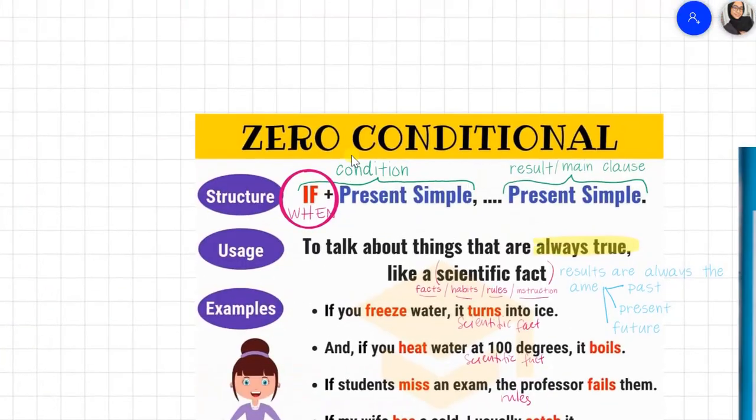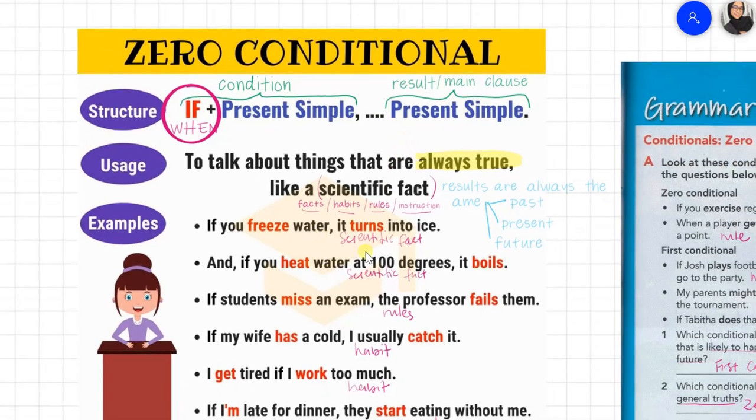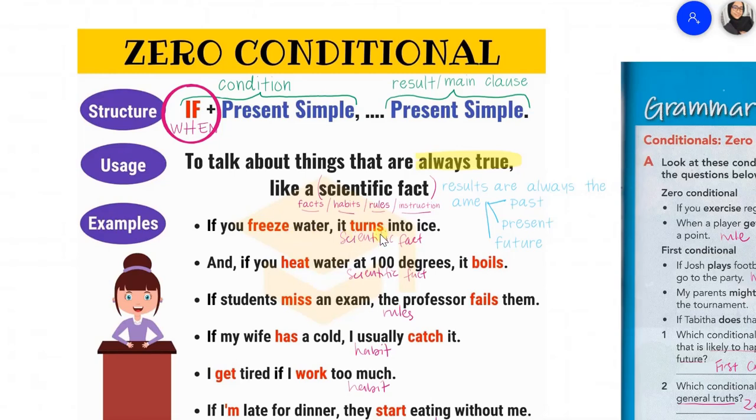Okay, so basically, if the if or the when clause comes before the main clause, you need to have a comma, right? But if this main clause comes before the if clause, you don't need a comma, okay? For example, water turns into ice if you freeze them. So no comma.